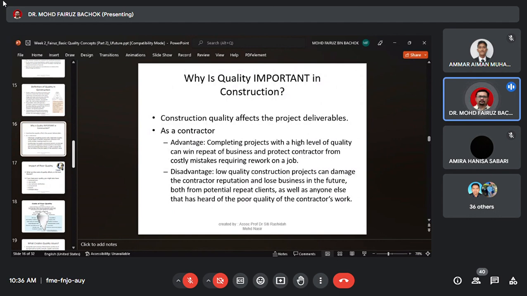Okay, the advantages, as a contractor. Low quality construction projects can damage the company reputation and lose business in the future, both from potential repeat clients as well as anyone else that has had poor quality of the contractor's work. That's why I said, even though you make a mistake, at this level as a contractor, by hook or by crook, you need to complete the project, because if not, they can damage your reputation. So the high possibility you will lose business in the future.